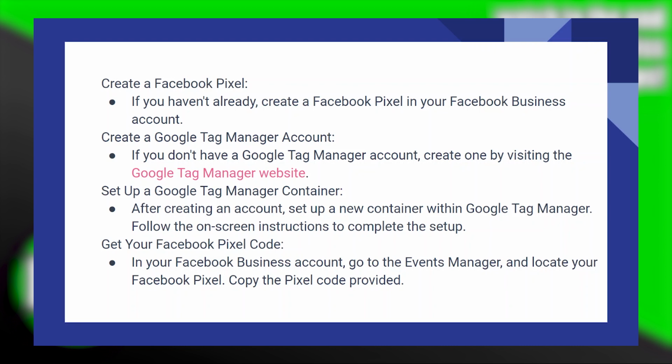In your Facebook business account, go to the Events Manager and locate your Facebook pixel. Copy the pixel code provided.